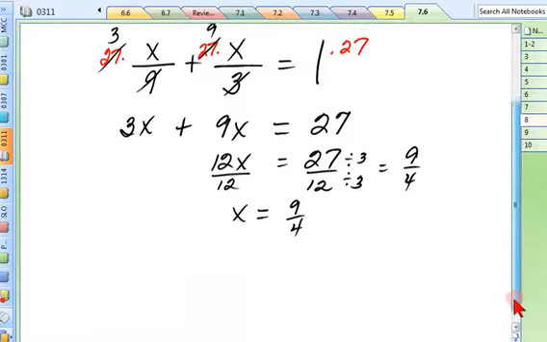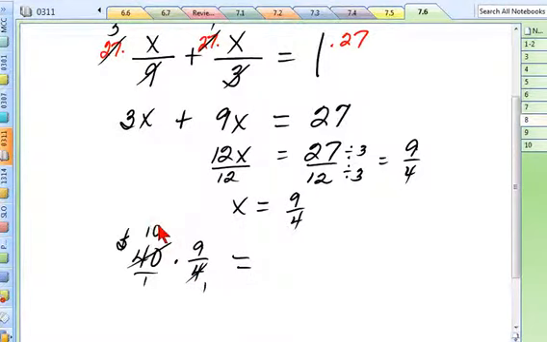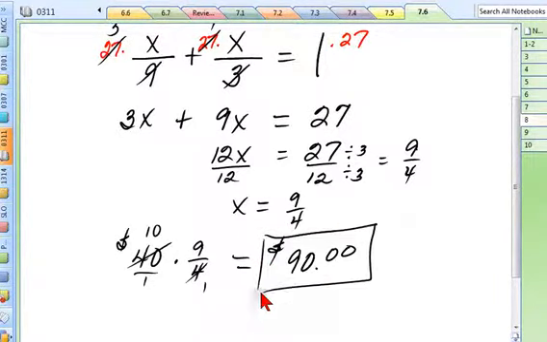The question is, what's it going to cost? What should the estimate be? Well, how much does it cost for each hour? $40. So it is $40 times 9/4 hours. Does that work out okay? 4 goes in there once, 4 goes in there 10 times, multiply. It is $90.